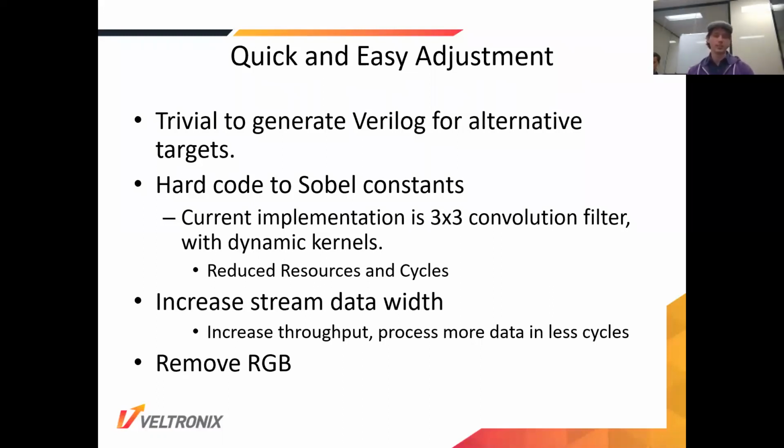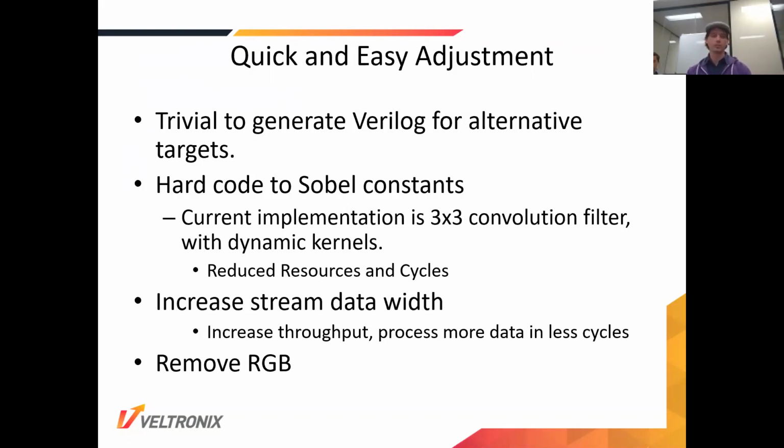One such example is that at the moment, the Sobel code above was written as a dynamic 3x3 convolution filter, and it loads up this kernel as it's processing each row. We could hardwire those constants, and doing that is as simple as adding a const keyword to the variables in the source.